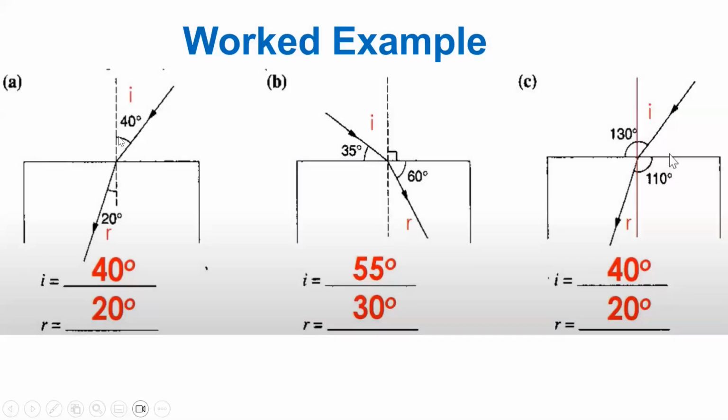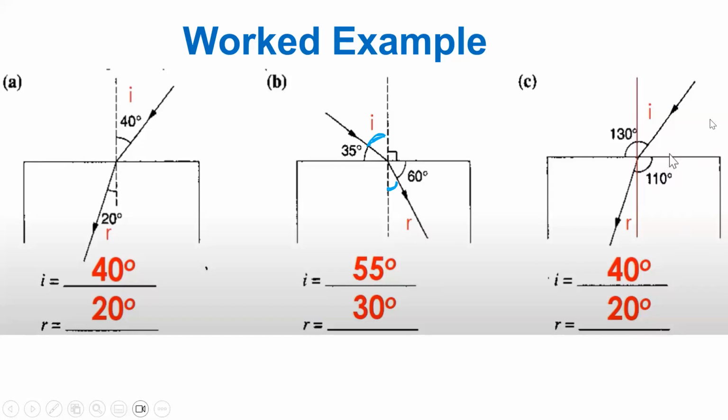Okay, so for the first example, it's very straightforward. Between the ray and the normal will be the angles that I'm interested in. So this is the incident ray, so this will be the angle of incidence, 40, and this will be the angle of refraction, the bent ray, 20. Next one, I am interested in the angle between the ray and the normal, and between the refracted ray and the normal. So I need to use 90 minus 35 to get 55, and 90 minus 60 to get 30.